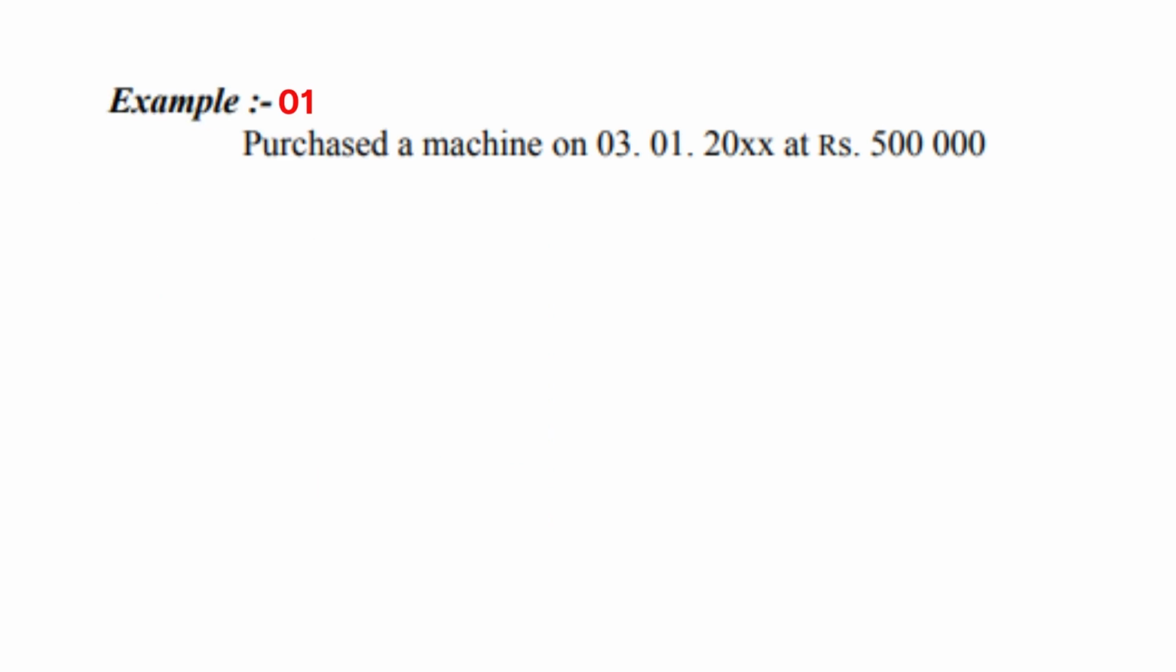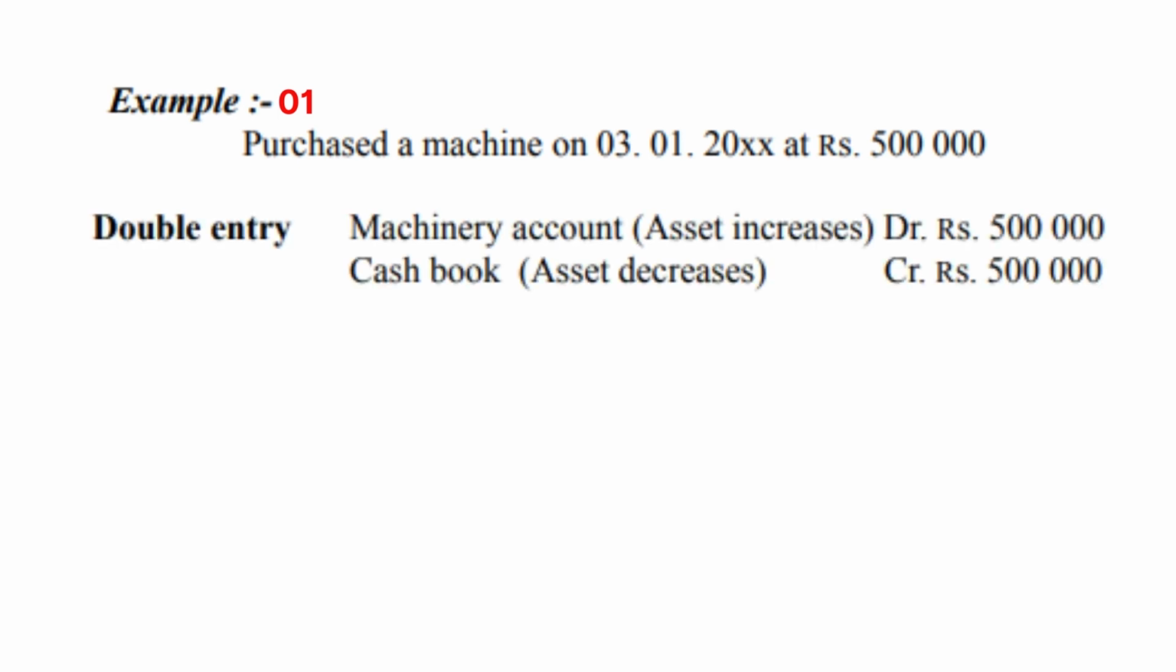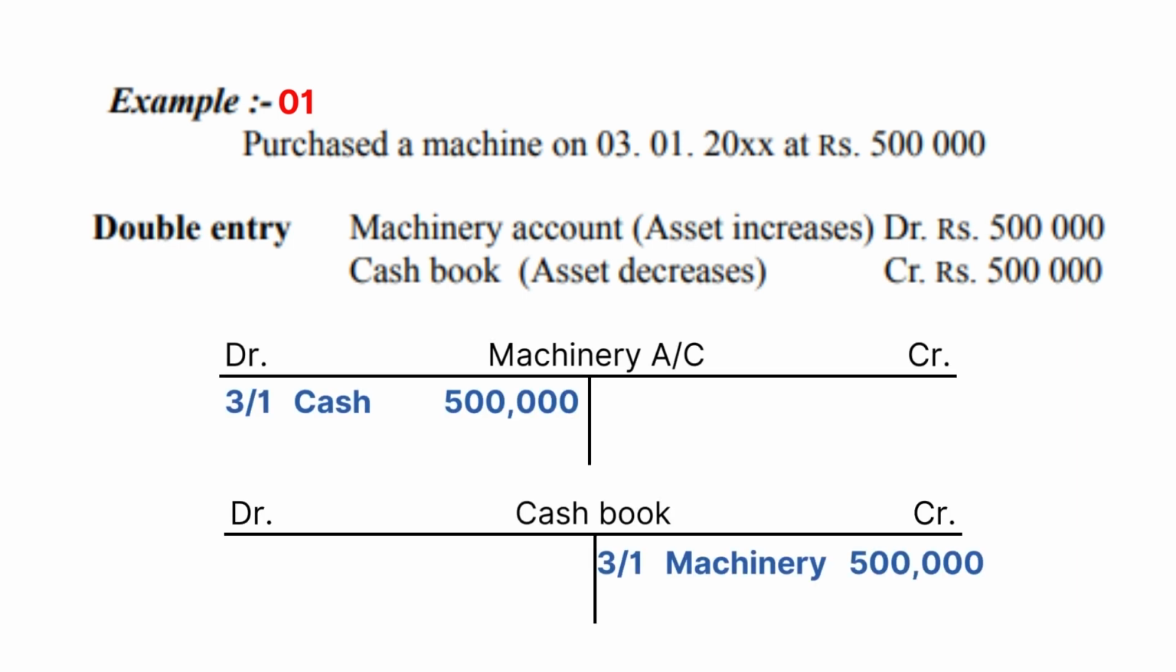Purchased a machine on January 3, 2022 at Rs 500,000. Double entry is, machinery account debit Rs 500,000, cash book credit Rs 500,000. It's because machinery is purchased using the cash in business. So we are receiving an asset worth Rs 500,000, so it's debited by Rs 500,000 in the machinery account.